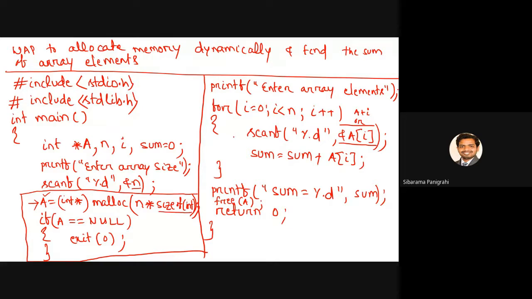Okay. So here, in order to find the sum, I have written just one function, that is the main function, and I have allocated the memory dynamically, and then I have found the sum of the array elements. Now what I will do, I will write the same program but by using a function. I will use a user defined function findsum.